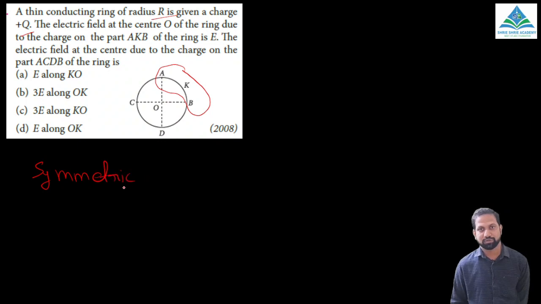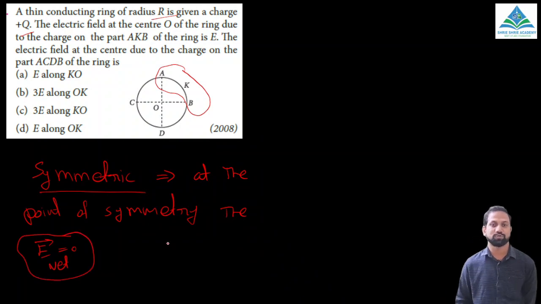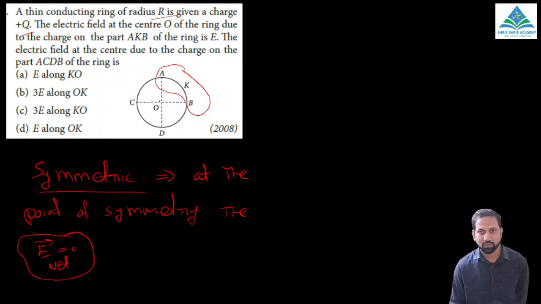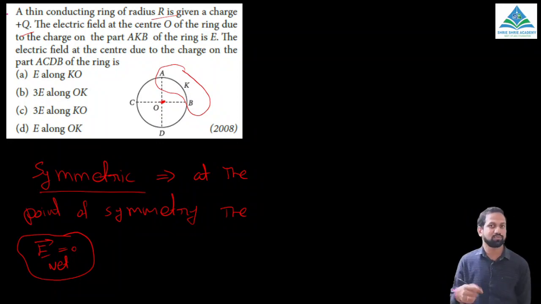Symmetric distribution. Remember, at the point of symmetry, the electric field should be 0. Which field? The net field, not the individual field, okay. Net field should be 0. What is the point of symmetry? O is the point of symmetry. The point of symmetry is nothing but the point about which the charge is distributed symmetrically. That is what the point of symmetry is.